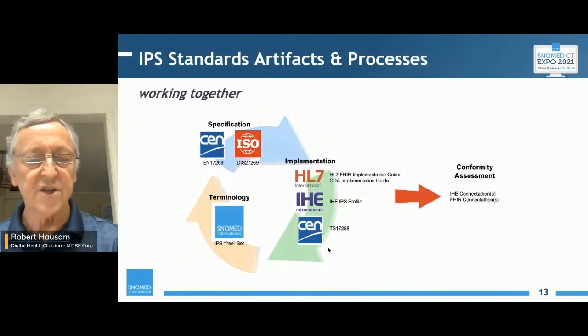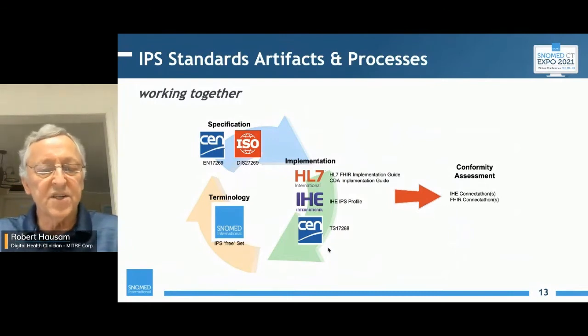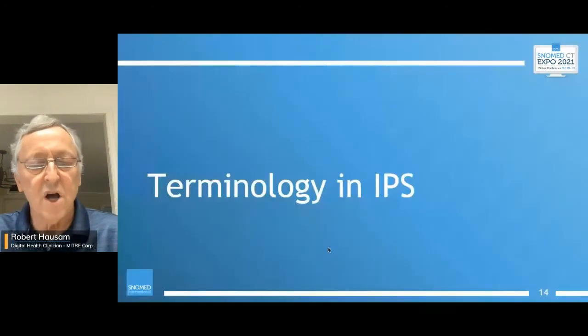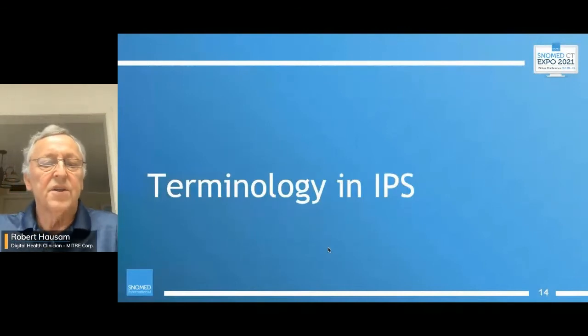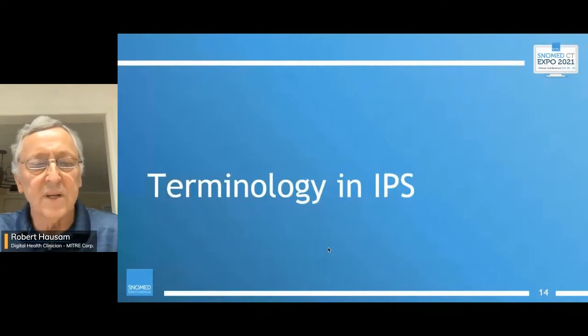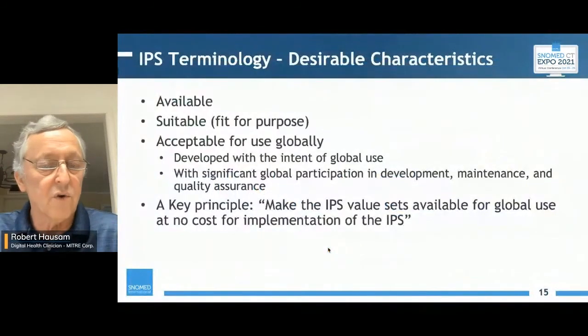Okay, so that's the overview of what the IPS is, and now we'll talk more about terminology and how it's used in IPS and some of the details and characteristics of that. So the characteristics that we believe are desirable for terminology in IPS are, of course, that it needs to be available, it needs to be suitable, that it's fit for its purpose, it should be acceptable for use globally. And the idea would be that it would be developed with the intent of global use and also with significant global participation in its development, maintenance, and quality assurance.